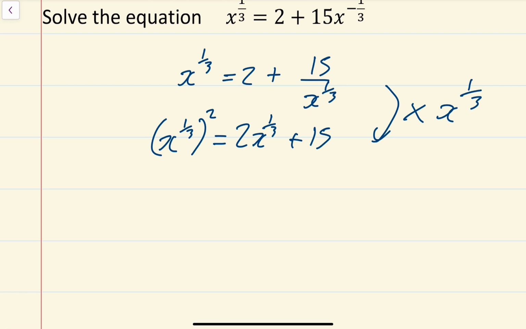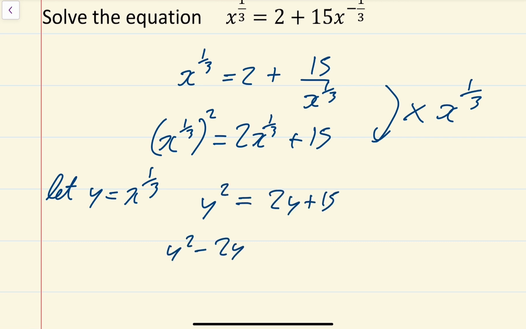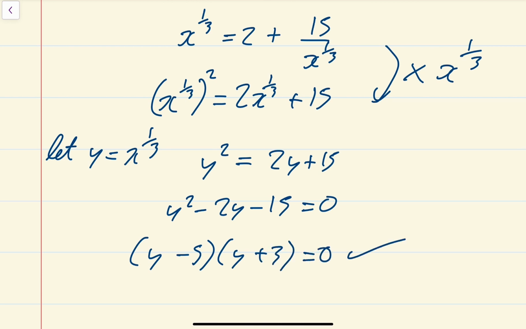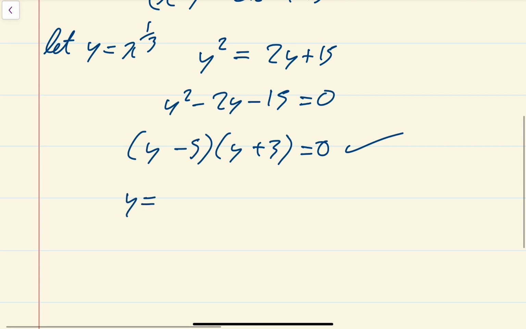So I'm going to say let y equal x to the power of 1/3. Makes it a lot prettier: y squared equals 2y plus 15. Then y squared minus 2y minus 15 equals 0. And factorize it whichever way you want, or solve it whatever way you want to do it. And then you have y equals 5 or y equals minus 3.